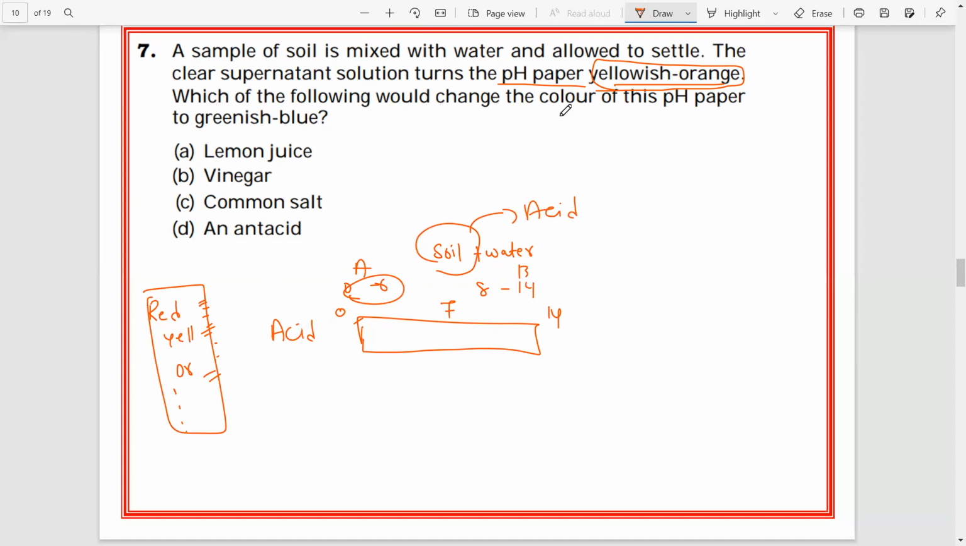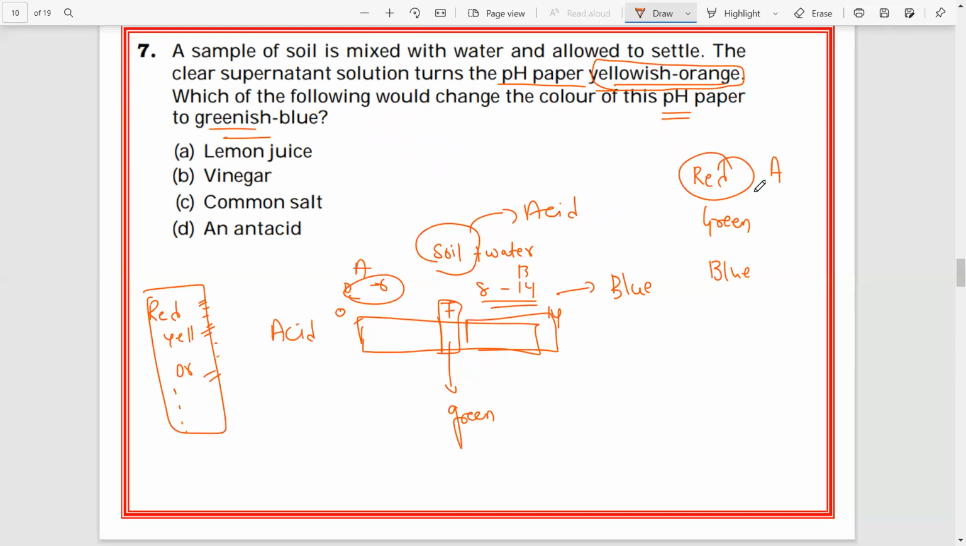Which of the following would change the color of this pH paper to greenish blue? Guys, this 7, that is green. 7 is green, and from 8 to 14, those shades will be blue in color. In pH, we need to remember only 3 colors: red, green, and blue. Whenever you see shades and patterns of red, that is acid. Shades of green, that is salt or neutral. Shades of blue, we can call it base. Now simply to say that soil is acidic, right?